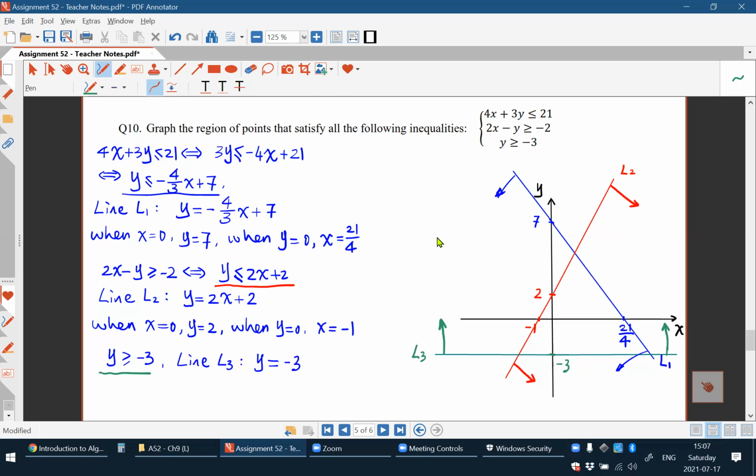Okay, so by considering all of the three regions, where is the overlapped region? Can you find it? First, it must be under the blue line, right? So this is a boundary under the blue line. Second, it must also be under the red line, which is L2, right? So there is another boundary line here. Third, it also must be greater than minus 3. That means it must be above L3. So this is another boundary, right? So the overlapped area must be shaded like this. The yellow shaded area here is our overlapped area, which corresponds to the three inequalities.